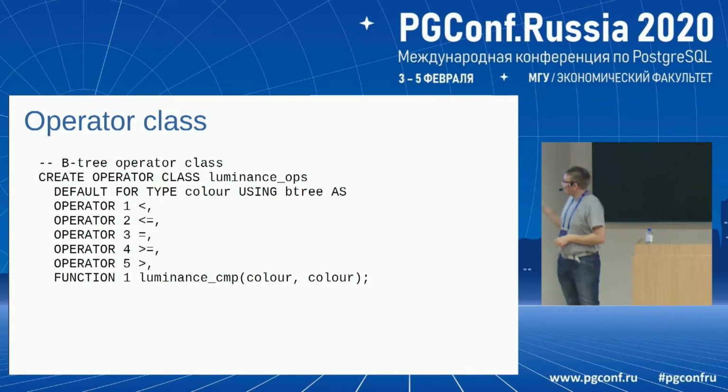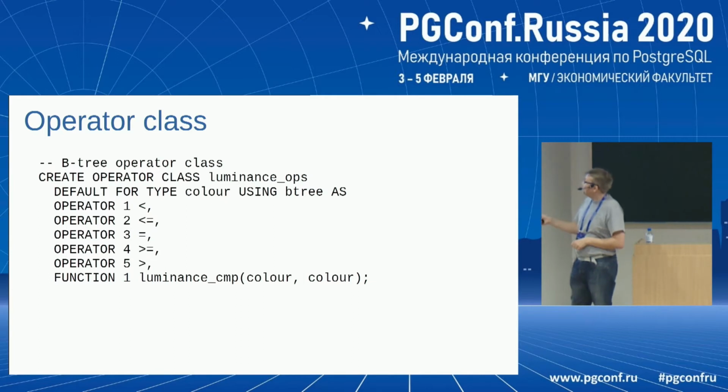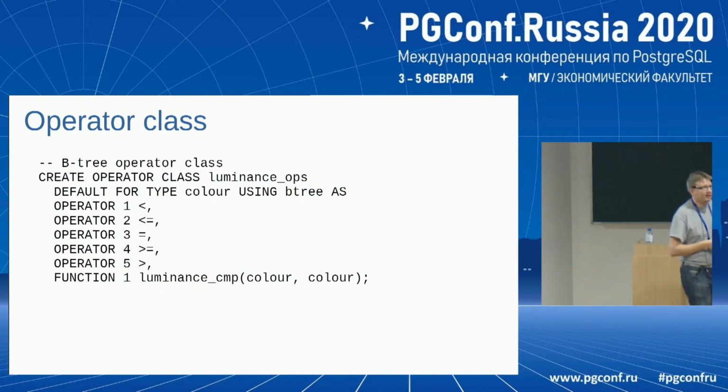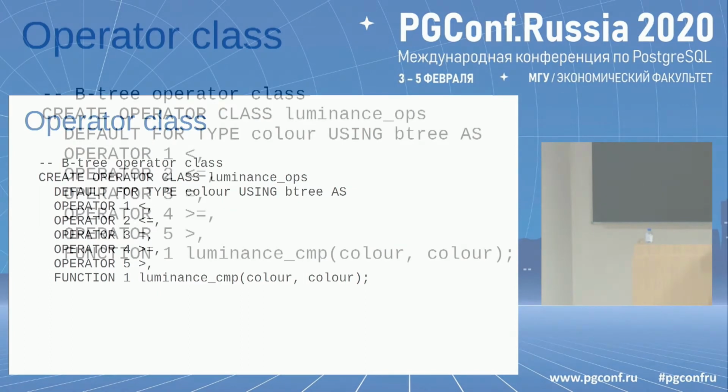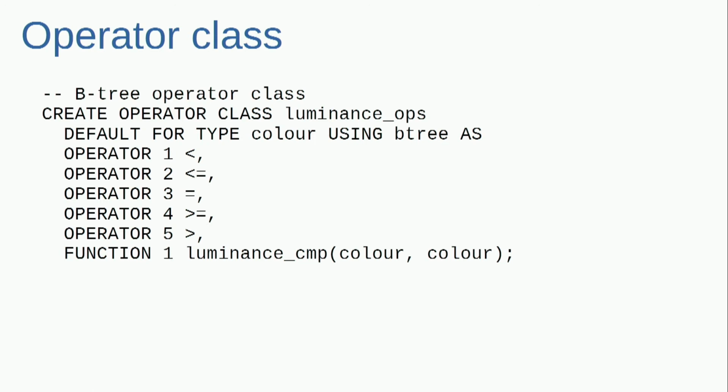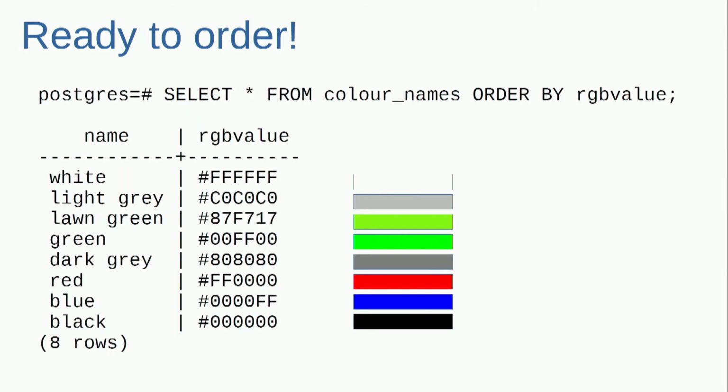In this case, I'm going to create the luminance operator class, and I'm going to mark it as a default for the type color. You can have multiple operator classes for the same data type, so we could define another sorting operator class that uses something other than luminance. For example, you could create one that just compares the red component or the green component, or whatever makes sense for your application. But in this case, we're going to go with luminance. So once you've created that, you can do ordering.